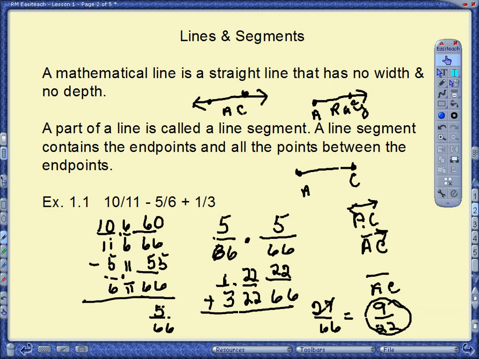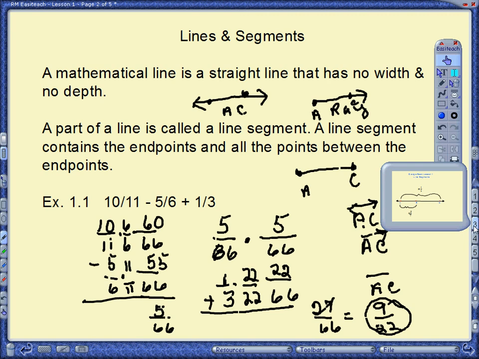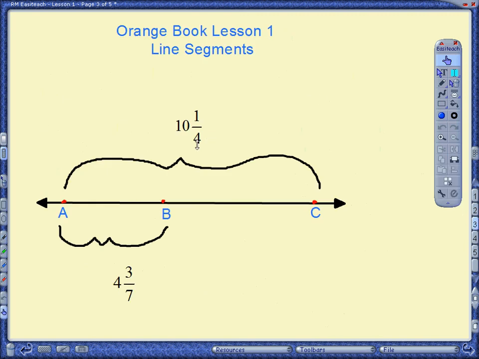And this is going to be a problem with a line segment. I'm losing my place here. There we go. Okay, so this is a line segment. We want to find how long it is from B to C. We don't have that. We know the whole segment between A and C is 10 1/4 units long. We know that part of the line, the segment from A to B, is 4 3/7 units long.